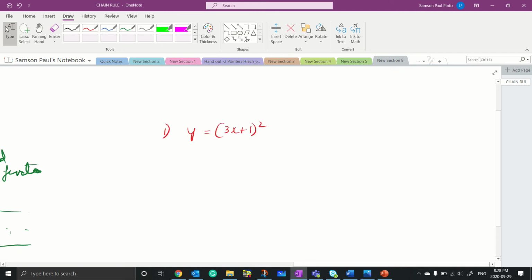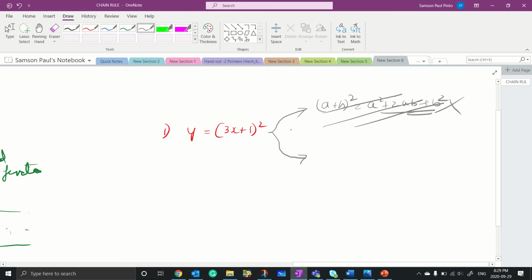Now, how do I solve this problem? The problem is 3x plus 1 whole square. There are 2 methods to solve this problem. One is just applying the formula a plus b whole square, splitting it into a square plus 2ab plus b square, which I am not going to solve because there is not much chain rule hidden in this. The other one is directly differentiating like this.